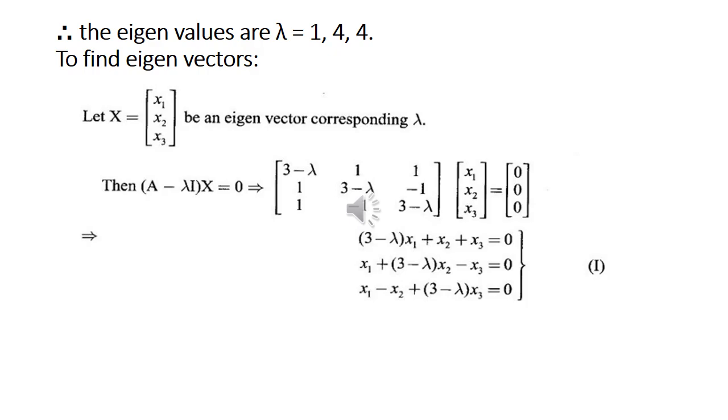We need to solve the equation (A minus lambda I) X equal to 0. Here A is the given matrix, lambda we keep as it is, I is the identity matrix, and capital X is the eigenvector x1, x2, x3. Substituting all these and simplifying, we get a system of equations with three variables x1, x2, x3.